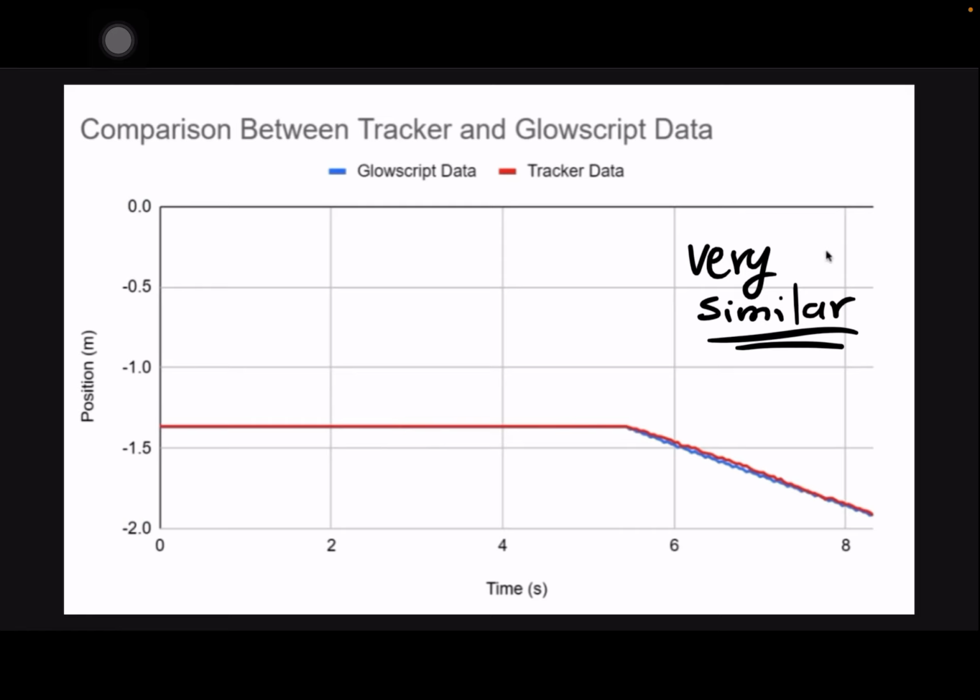Now, here's a comparison between Tracker and our GlowScript data. We can see it is extremely similar. The red line is Tracker and the blue line is GlowScript. The small discrepancies could be some other forces that we aren't looking into that create only a small sudden change. So that's why you can barely see the blue line under the red line.